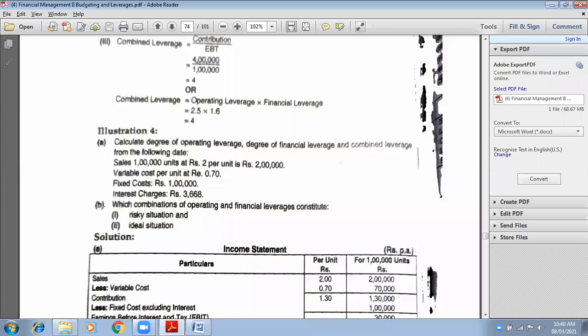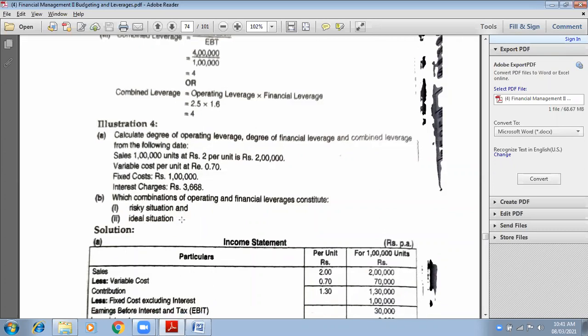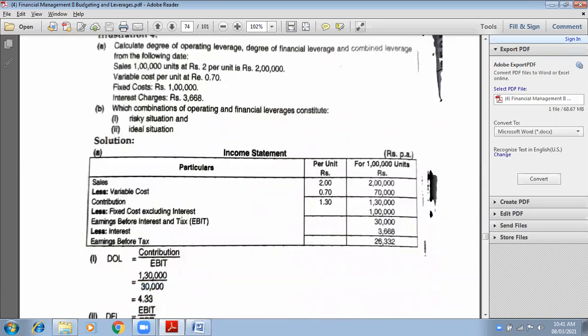In the second question, B part, they are asking which combination of operating and financial leverage constitutes a risky and ideal situation. Okay, I will tell you that. First we need to complete A part. To complete it, we first make the income statement, which starts from sales and ends on EBT, because tax is not given. So there is no point in writing less tax, EAT.